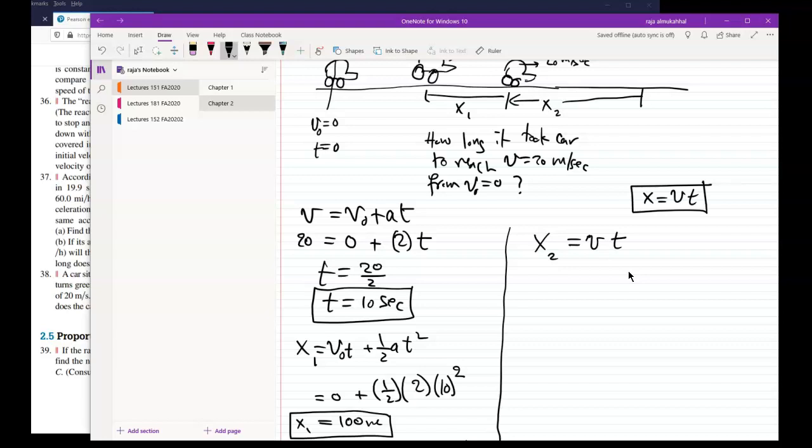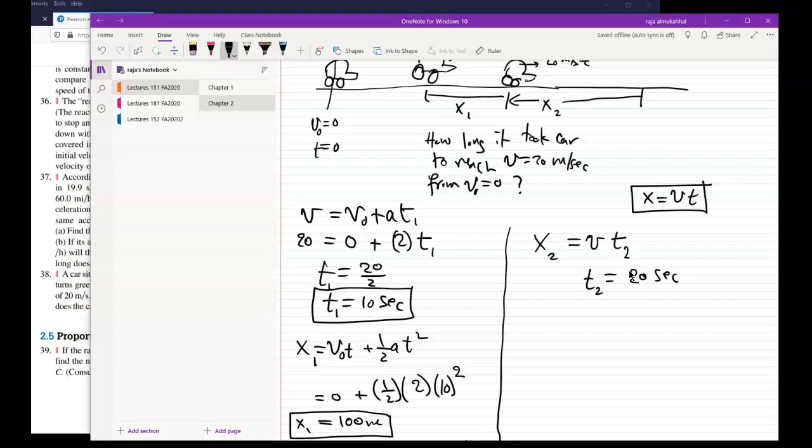Well, how long is the time? It took the car 10 seconds to accelerate, and then we have the total time here, x1 and x2 is 30. So the new time, if we call it t2, this t2 is equal to 20 seconds, the remaining, right? Remember, this one is t1.